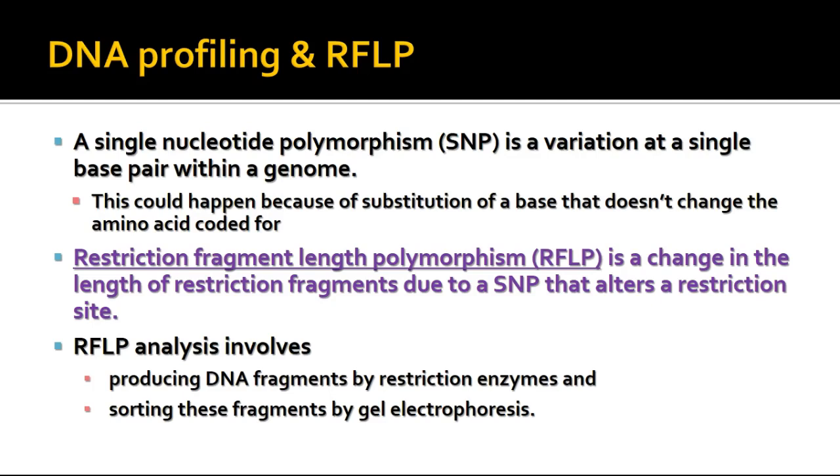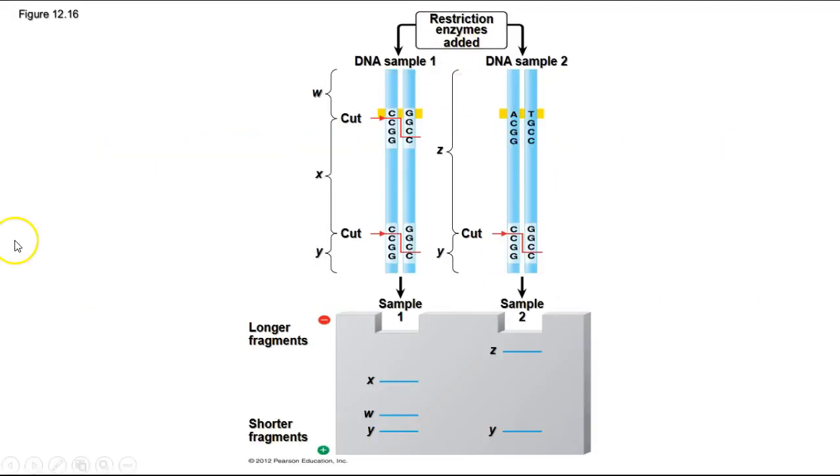So we're going to produce the DNA fragments using restriction enzymes, and then we're going to sort those out by gel electrophoresis. So here we have an example of a SNP, or a single nucleotide polymorphism. Here's one base pair that got changed here. The C and G got substituted with an A and a T. The particular restriction enzyme that we used in this case cuts with a zigzag cut between the C's here.